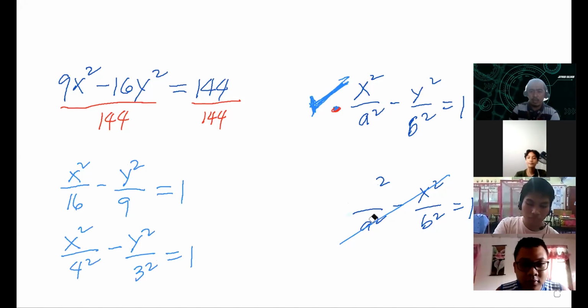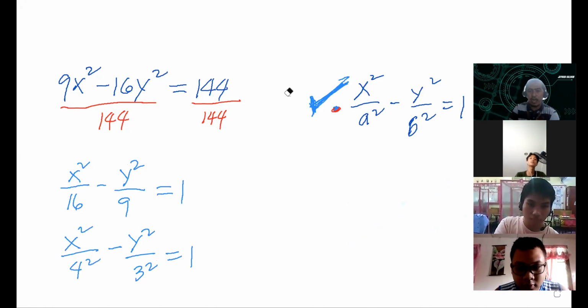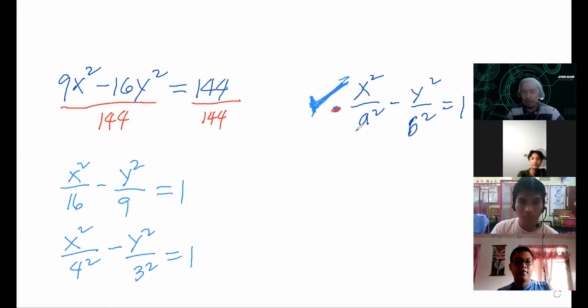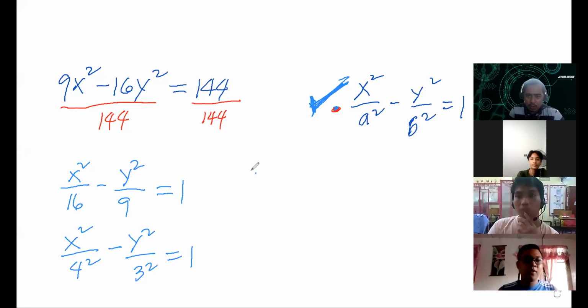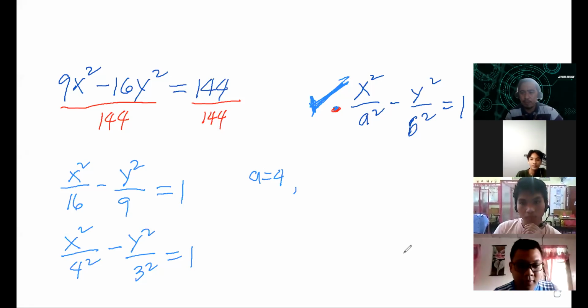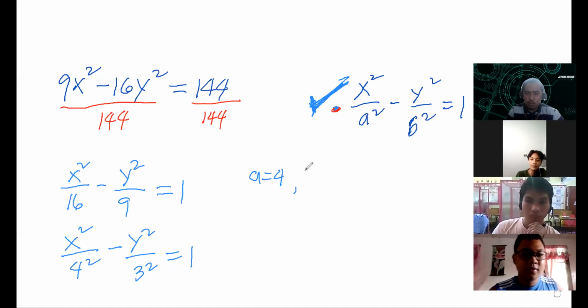After that, we are now able to determine the value of a. Can we get a? By looking here, your a is 4. Right? So you will know that your a is 4. What about b? b. b, sir. Your b is 3.